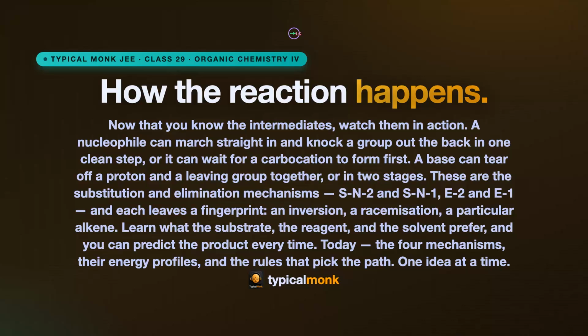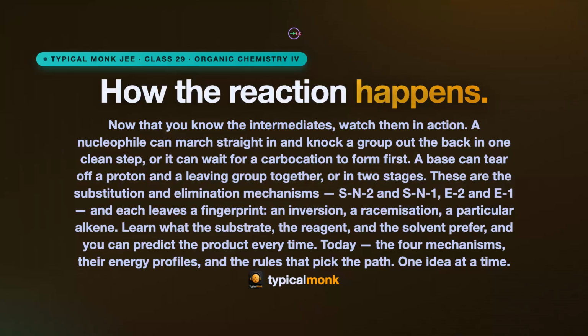This is class 29, Organic Chemistry, Part 4, the reaction mechanisms. Now that you know the intermediates, watch them in action. A nucleophile can march straight in and knock a group out the back in one clean step, or it can wait for a carbocation to form first. A base can tear off a proton and a leaving group together, or in two stages.